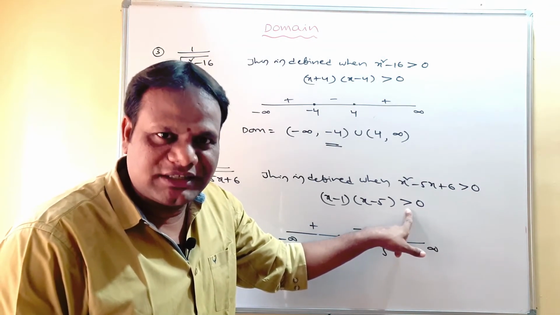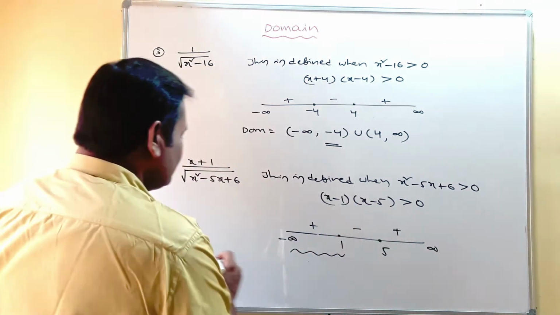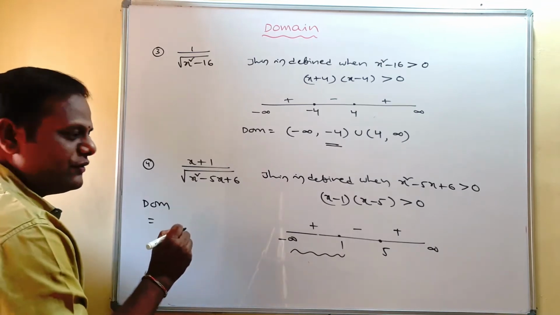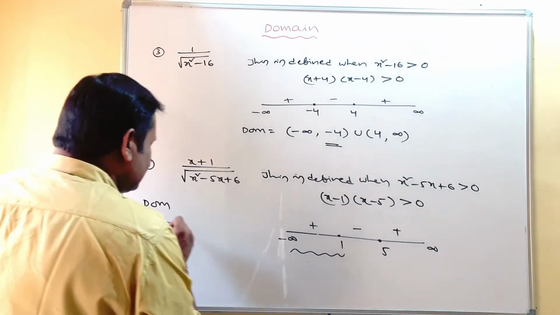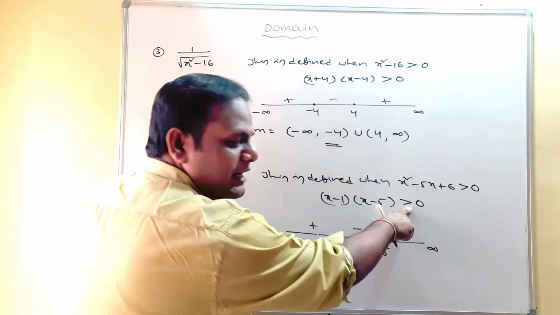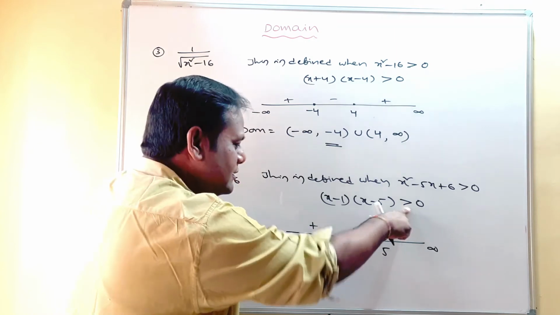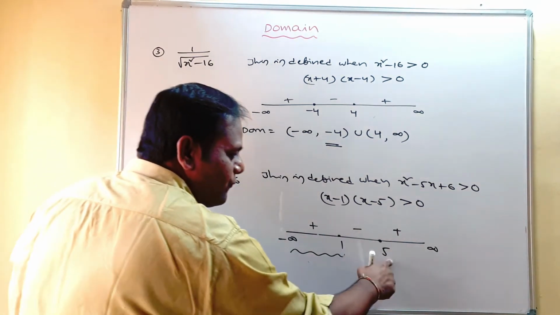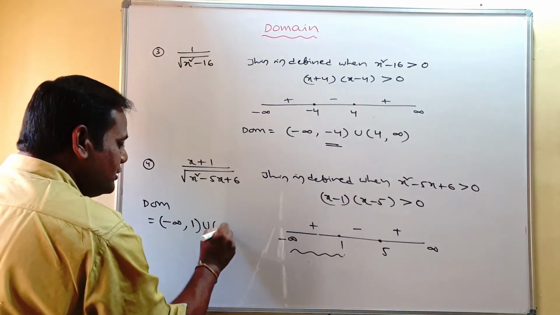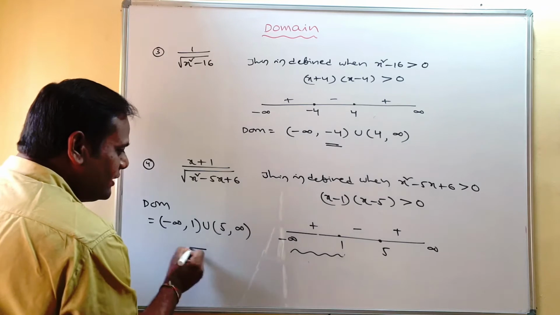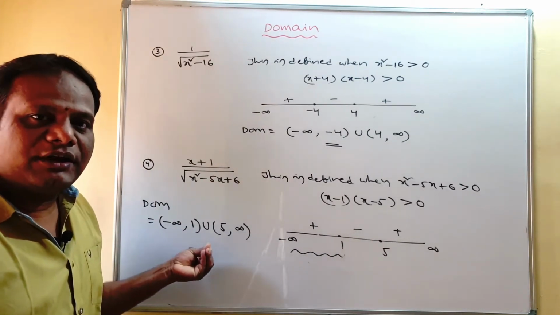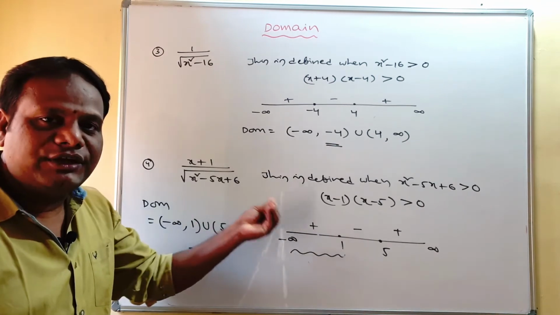Greater than 0 means positive. So for the domain of this function, positive only we want. For infinity and minus infinity, always open interval. And here only greater than we have, there is no equal to sign. So 1, 5 not included. So minus infinity comma 1 union 5 comma infinity. So the domain of this function is minus infinity comma 1 union 5 to infinity.